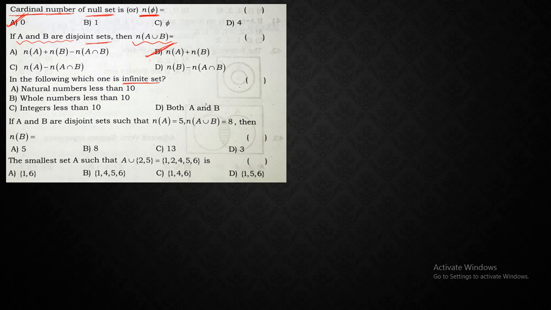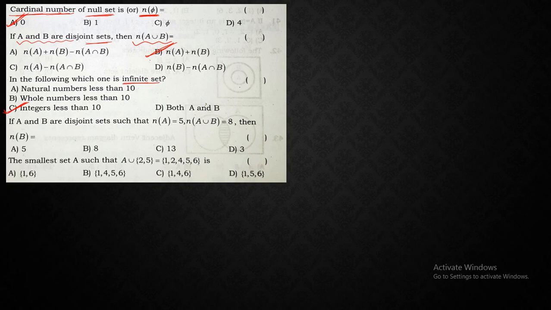Next, C, integers less than 10. What is an integer? You can take negative values also, no? So you can go all the way to negative infinity. That means we are having the integer set, so all the integers form an infinite set, right?